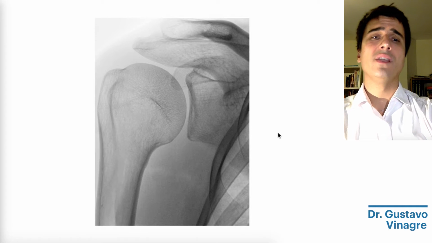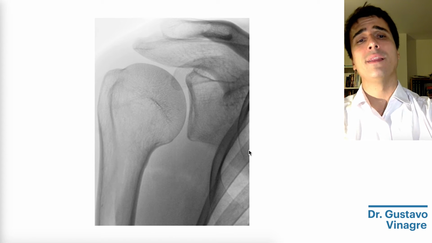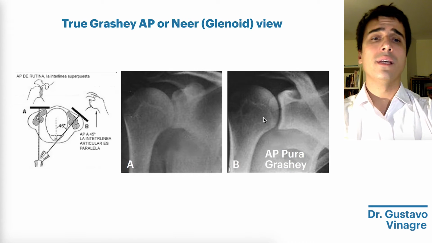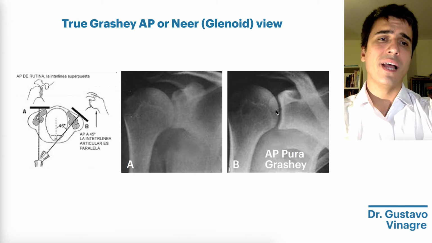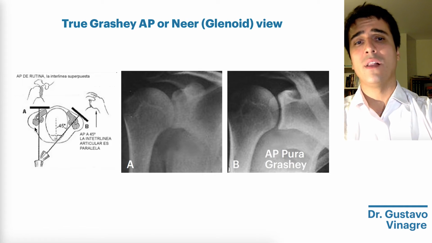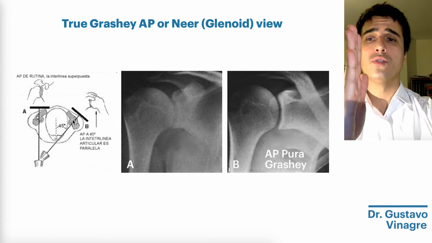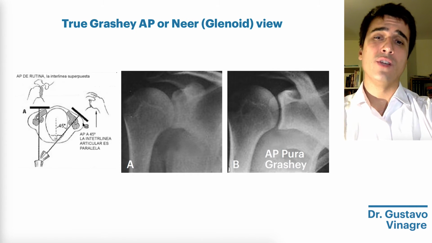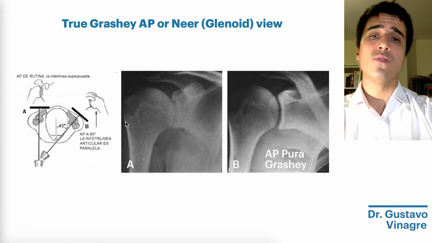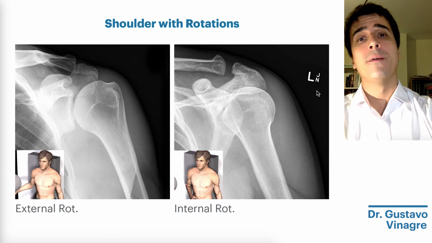So, what is the difference between this view and the AP view? This one, as you can see, shows the whole line of the glenohumeral joint. And when you do an AP view, you don't see the glenoid as well, okay? Because it's like a frontal view, and when you do it at 45 degrees, you can be parallel to the glenoid, so you see all this line.